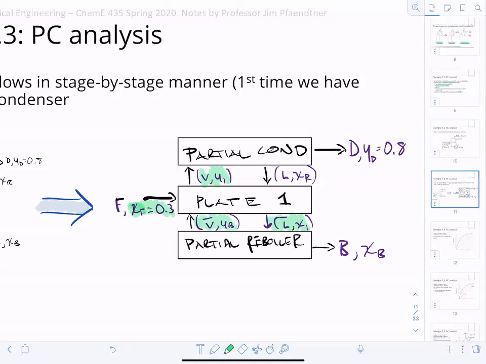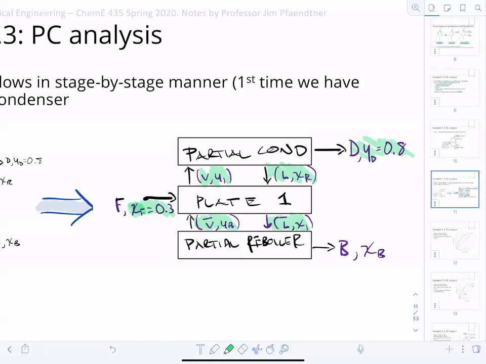And note here the composition is Y sub B because that is the composition of vapor leaving the reboiler. And we have reflux, a liquid stream entering with composition XR because we have a partial vapor condenser. So XR in this case, because it's not a total condenser, we do not expect it to be equal to Y sub D, which is the distillate composition, the vapor light key component leaving the one plate partial condenser tower.